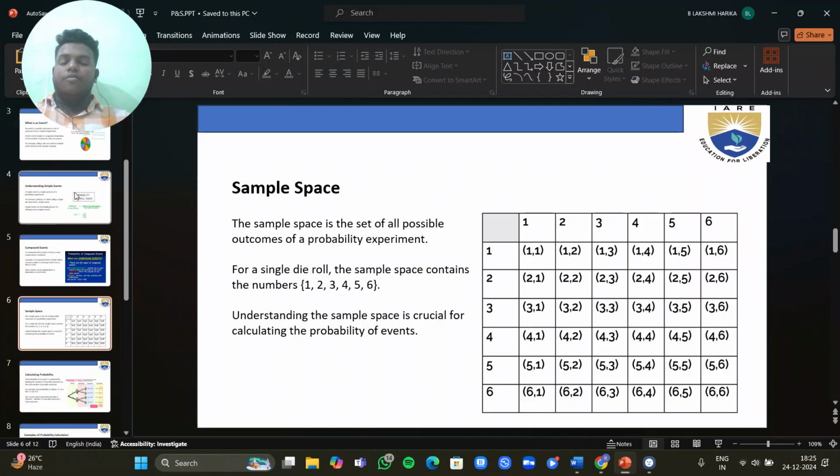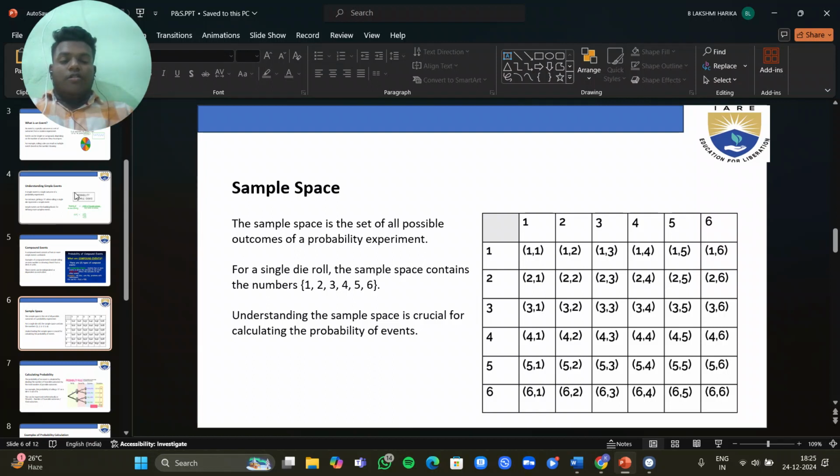Sample space. Sample space is the set of possible outcomes of a probability experiment. For a single die roll, the sample space contains the numbers 1, 2, 3, up to 6. There is a table for the sample space. Understanding the sample space is crucial for calculating the probability of events.